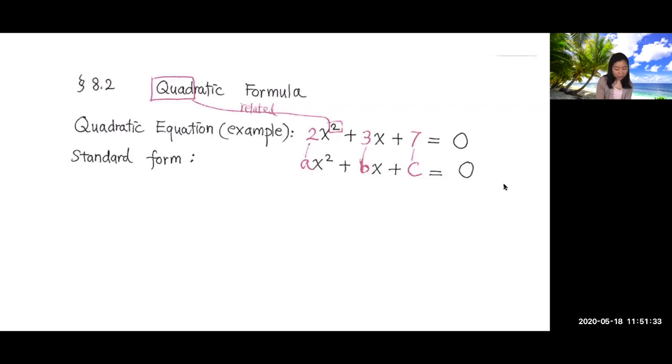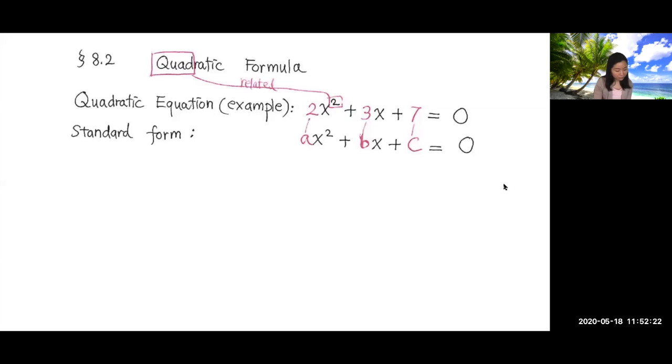The standard form for a quadratic equation will be you move every term to the left side and you have one side to be zero. That's called a standard form. So how about you guys want to discover the quadratic formula together with me?